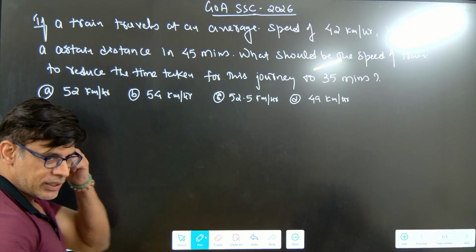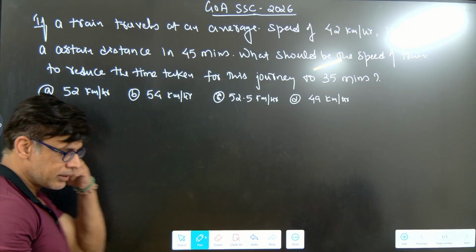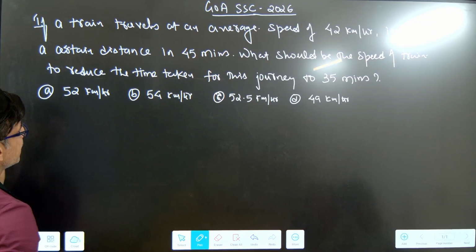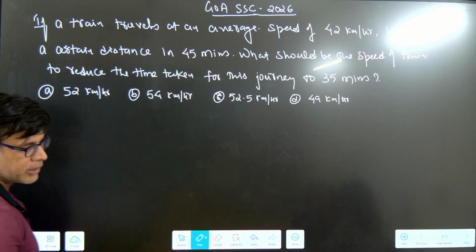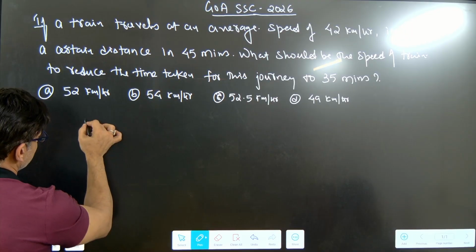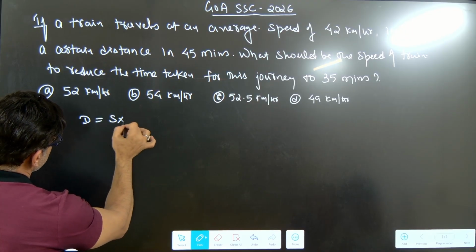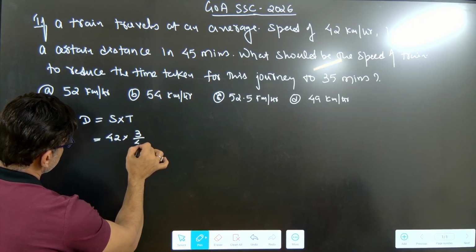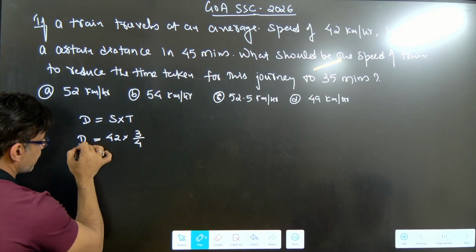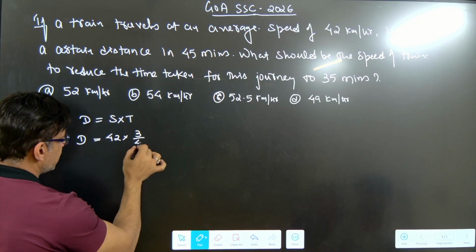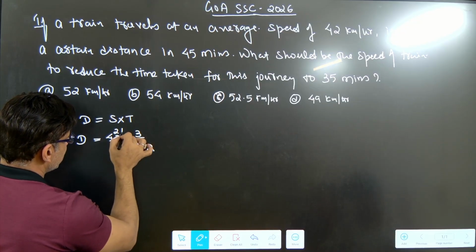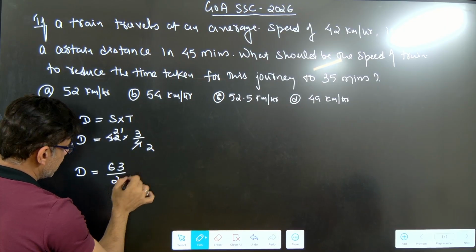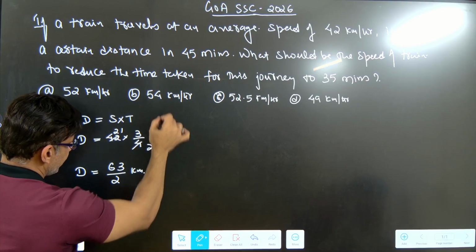First of all, what is constant in this question? Distance, right? So in the first case, they are saying a train is traveling at an average speed of 42 km per hour and it covers that distance in 45 minutes. Now 45 minutes is 3 by 4 hours. So distance is speed into time, right? Since speed is given as 42 and time is 3 by 4, distance will be 63 by 2. Keep it in this form.